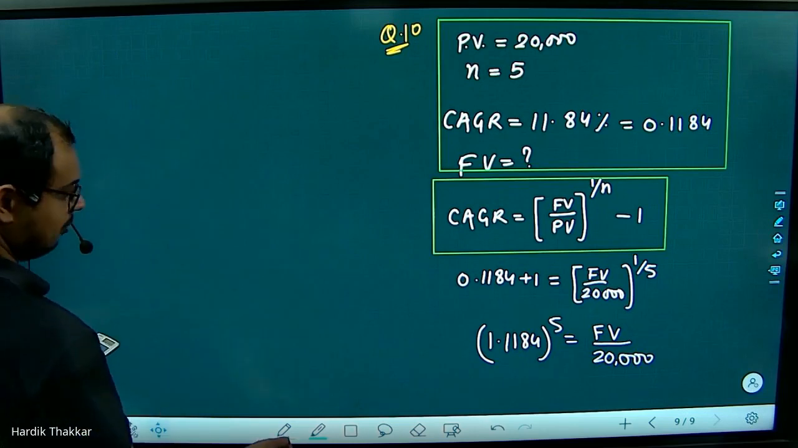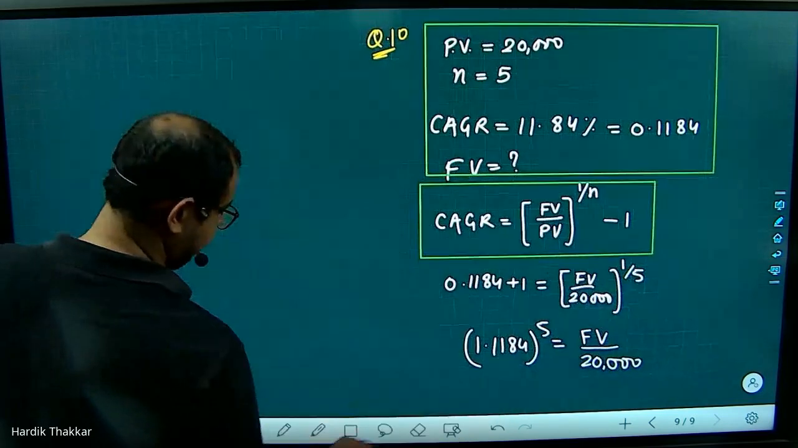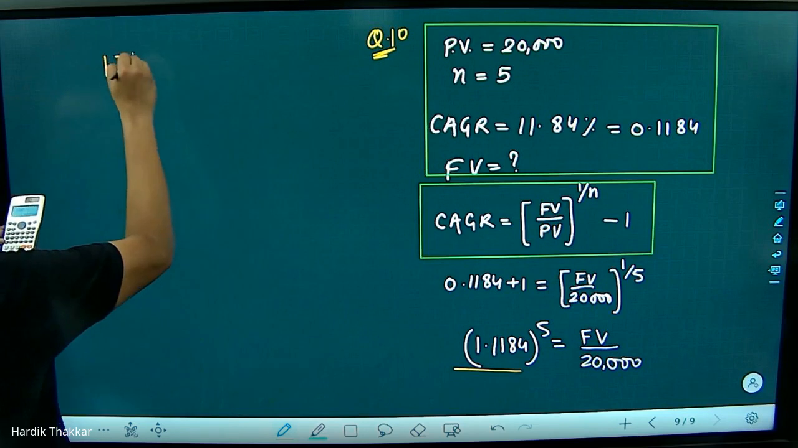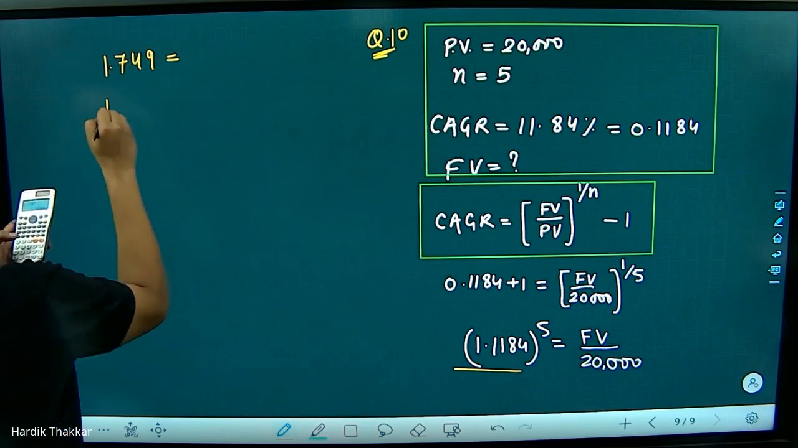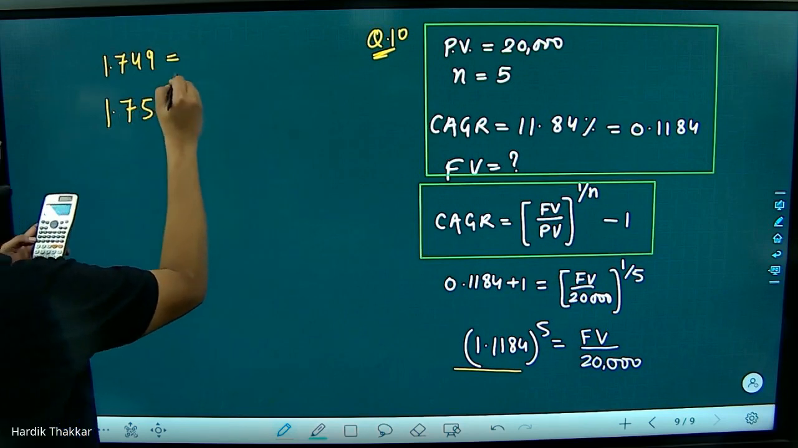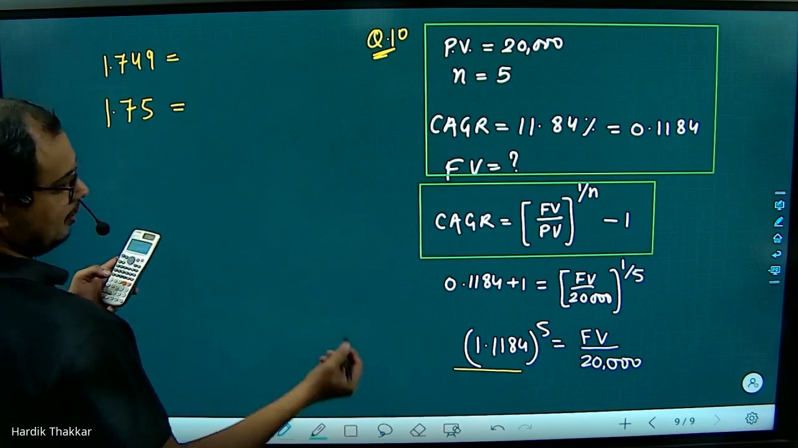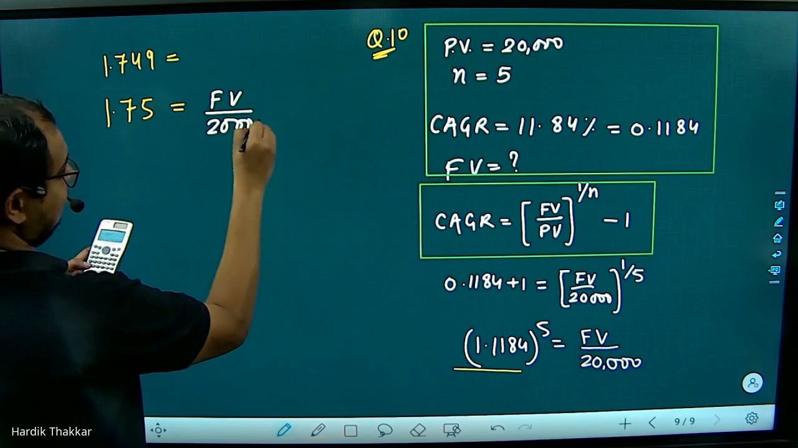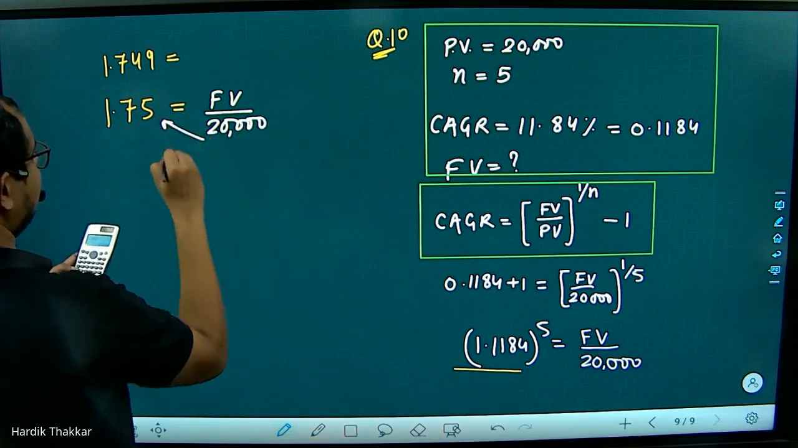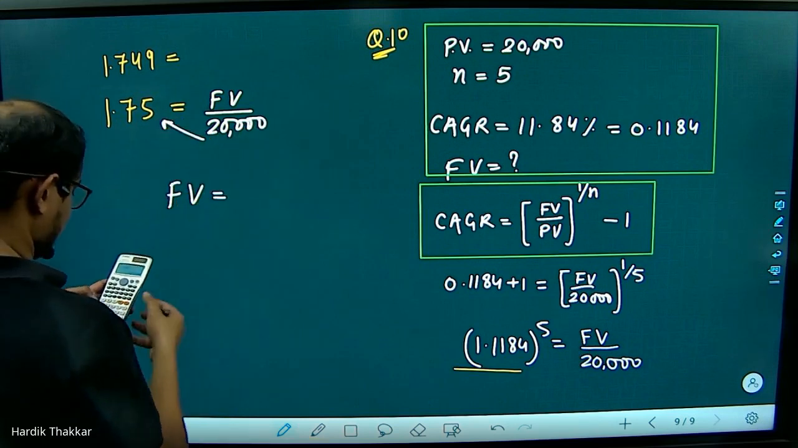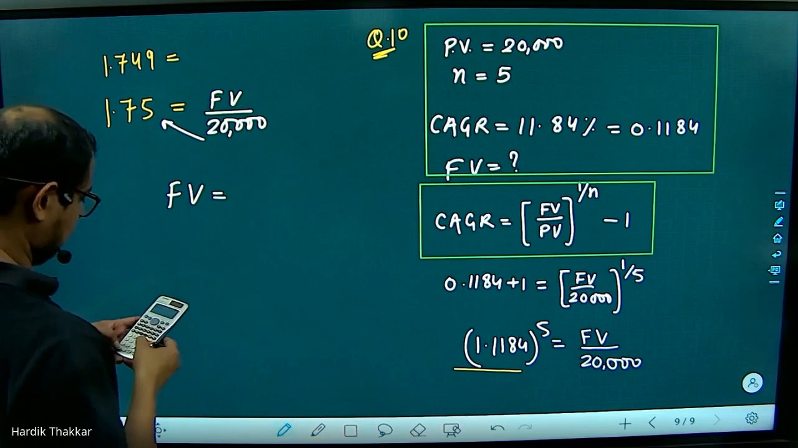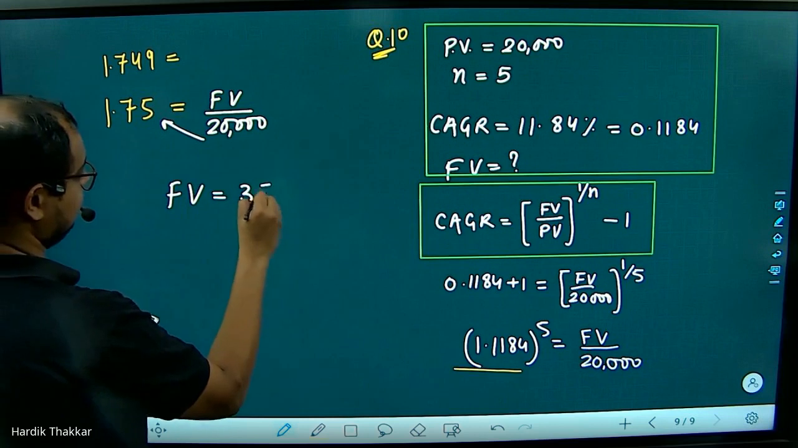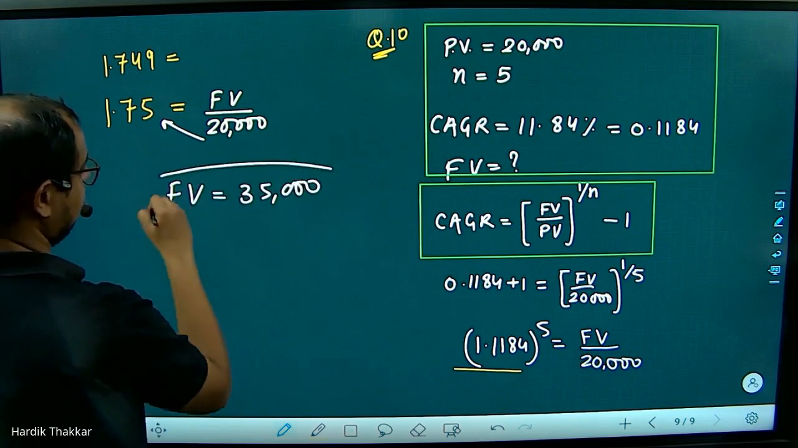So this value will be 1.749, or we can consider 1.75. Consider it as 1.75. Okay, that is equals to FV upon 20,000. Now multiply this 20,000 with 1.75. So 20,000 in, yes, 35,000. Okay.